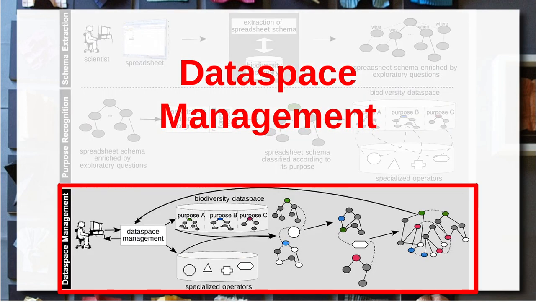So when we recognize the purpose of the spreadsheet, we are able to define consistent operations that we can apply on them, and we can apply to combine them. We developed this kind of solution. We put the spreadsheets in a data space and designed operations according to their purpose, but it's out of the scope of this paper. So let us show you some experimental results of our approach.